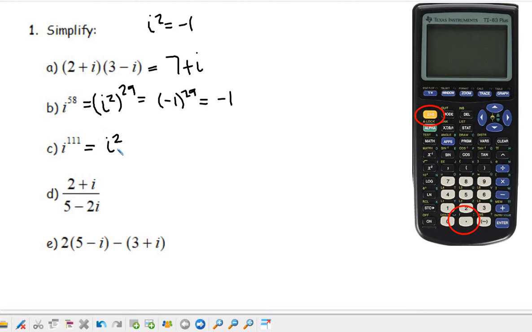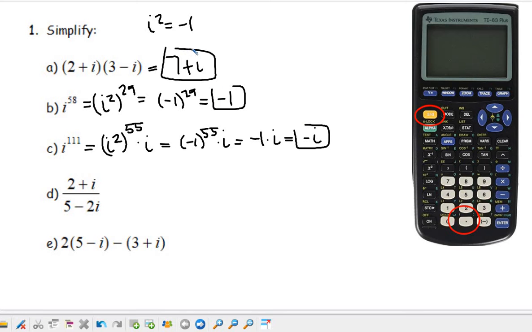So again, we start with a base of i squared. 111 divided by 2 is 55.5, so that means it goes into an even 55 times, which gives me 110. So I need 111. So product rule says I can multiply by another i. So I have 110 plus 1 is 111. So I have -1 to the 55th power times i. So -1 to the 55th is -1, and -1 times i is -i.